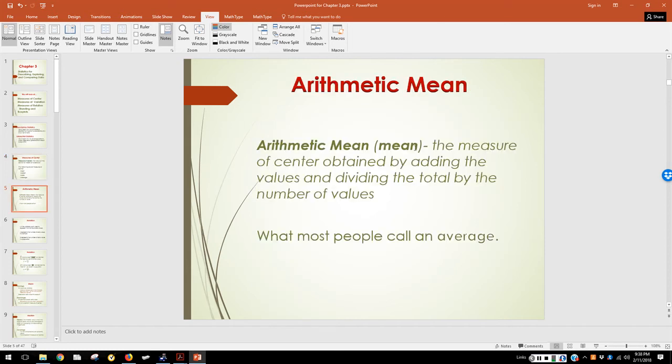The arithmetic mean, which we just call the mean, is the measure of center that we obtain by adding all the values and dividing by the total number of values. It's what most people call an average. It's what you think of when you think of averaging your grades.